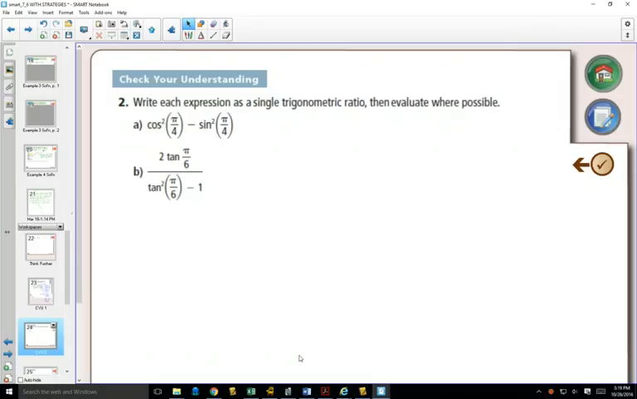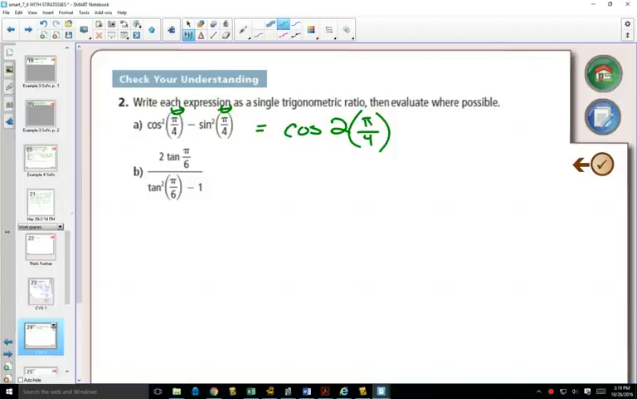So in part A, do we have any identities that are cos squared minus sine squared? It's going to equal cos 2 theta. So for A, we're going to have cos 2. Our theta is pi over 4, so it'll be 2 times pi over 4. Does that reduce? Well, this is 2 over 1. If I simplify this, it'll be cos 2 pi over 4, which reduces to pi over 2. And cos of pi over 2 is equal to 0.